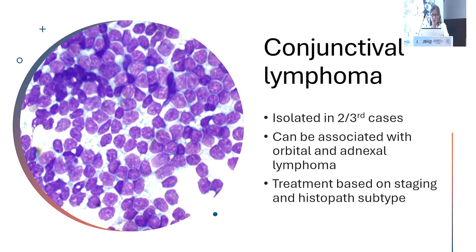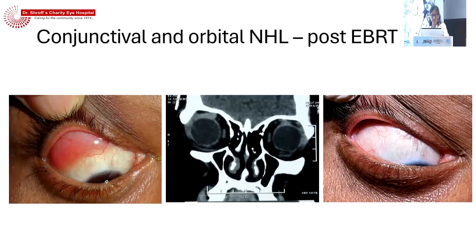We do a biopsy, confirm the diagnosis, do a systemic workup to rule out any other systemic involvement, and if there is a systemic involvement, usually the treatment is chemotherapy. If it is an isolated orbital involvement, radiation works pretty well.